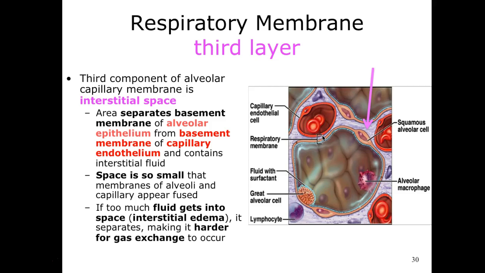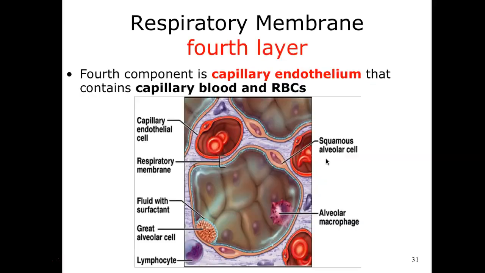In the instance in which we get too much fluid into this space, we would call that interstitial edema, and it would separate it, making this gap larger in here. So it would be more difficult to move the oxygen from the air sacs into the blood, or the carbon dioxide from the blood and the waste products here into our alveolus in order for us to breathe that out.